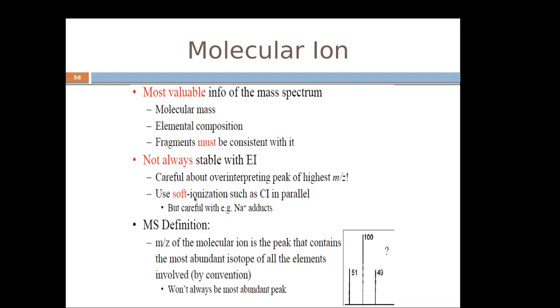So in that case, in order to get information about the molecular ion species, instead of hard ionization techniques such as electron impact ionization, we use soft ionization techniques such as chemical ionization. But in chemical ionization, it could also happen that the formed fragments may interact with sodium plus to form adducts, which could interfere with the fragmentation peaks.